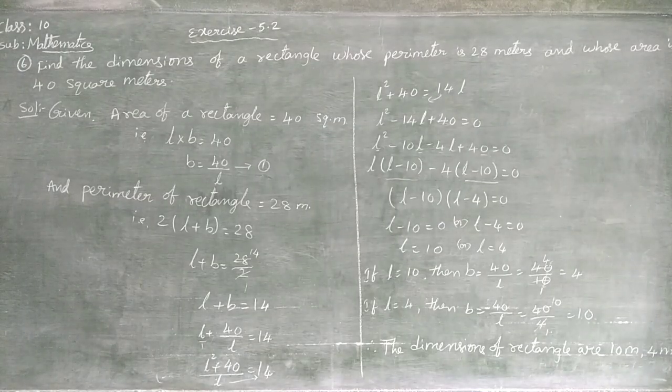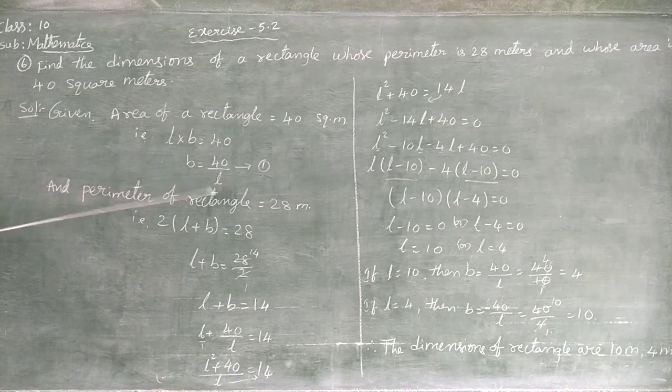Next, the sixth sum. Find the dimensions of a rectangle whose perimeter is 28 meters and whose area is 40 square meters. So what is given? The area of the rectangle is 40 square meters and the perimeter is 28 meters. Find the dimensions, meaning find the length and breadth. We know the area of the rectangle is length into breadth, equal to 40. Then breadth is equal to 40 by L.